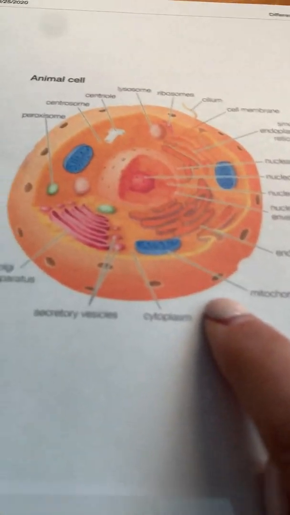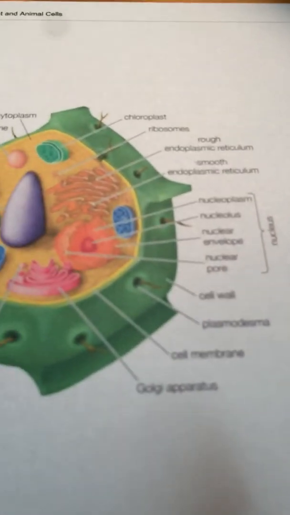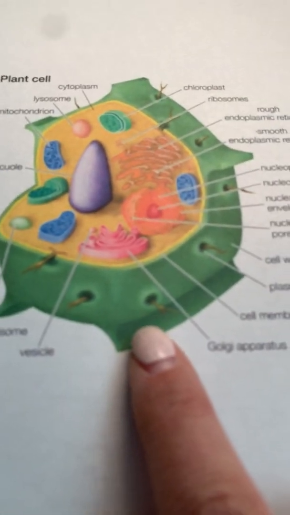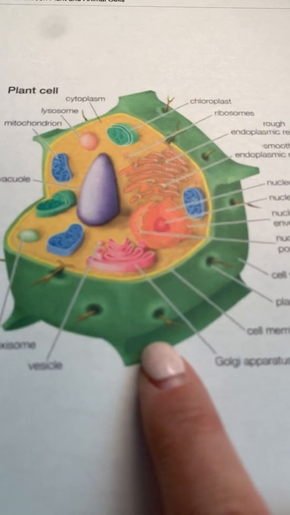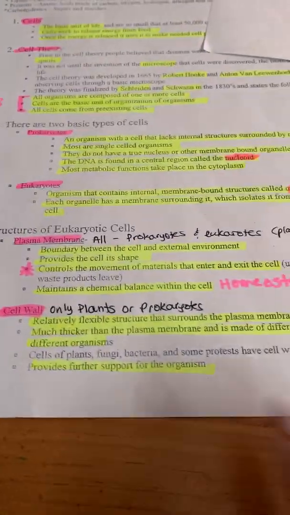So if we look over here on this animal diagram, it doesn't have a cell wall, okay? But over here on the plant diagram, it has this green thing on the outside, and that's really thick, and that is a cell wall, okay? So cell wall on the outside. All right, so that is page 1 of my notes. All right, so let's come over to page 2, and it continues in yours.